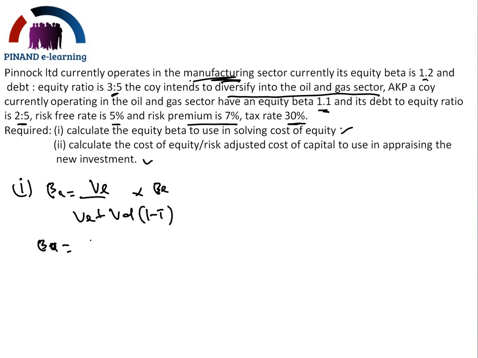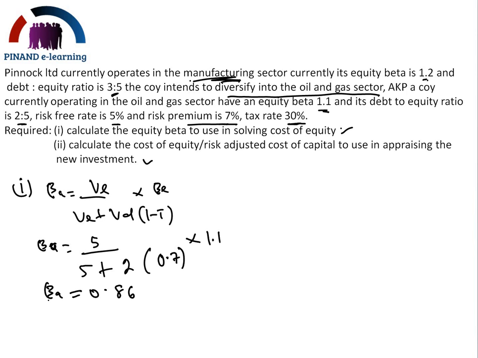So that means VE is 5, VD is 2, and 1 minus T is 1 minus 0.3, let me just say 0.7. Tax is 30%, so 100 minus 30% is 70%. Makes it faster for you. Times 1.1. If you do this, BA will be equal to 0.86.